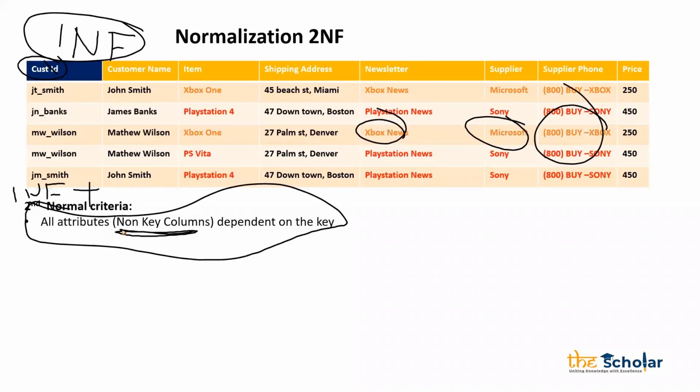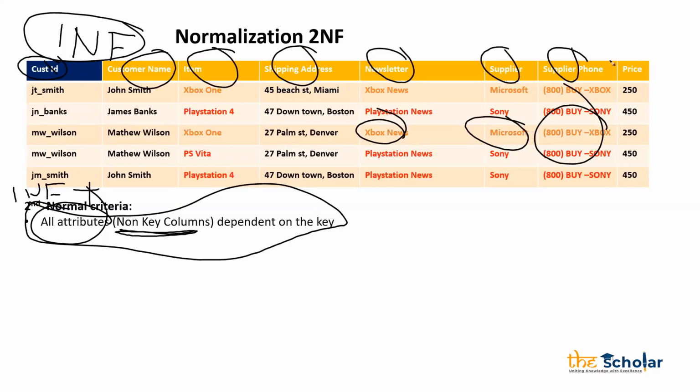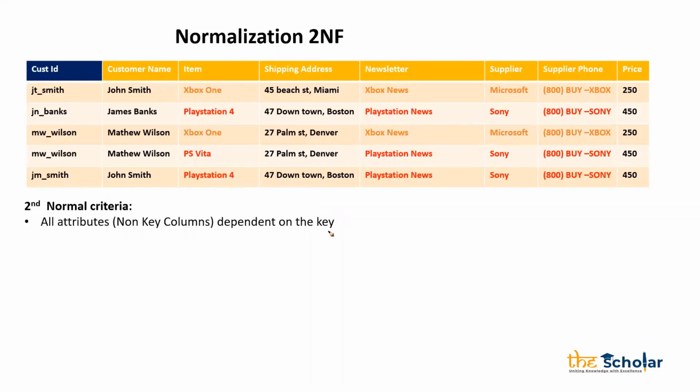All the attributes, these are my attributes, should be dependent on only customer ID. That is what my requirement is for the second normal form. Now, if you see here, there is a problem. The problem is, it is clearly mentioned that all the values should be dependent on the customer ID only. With the customer ID only, I will be able to identify these values.